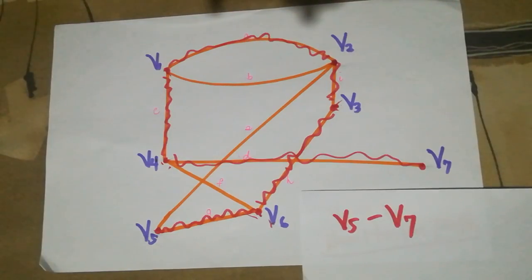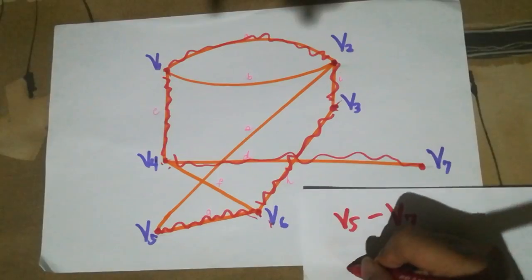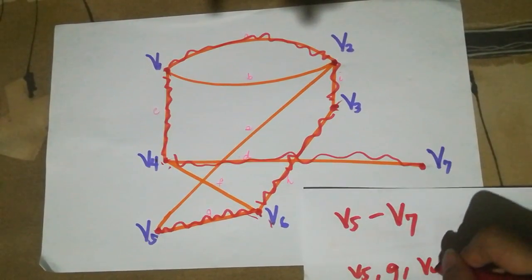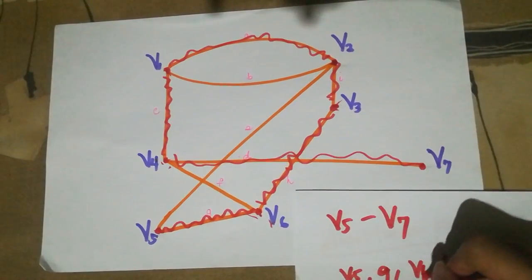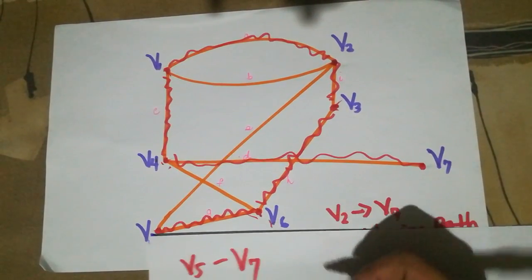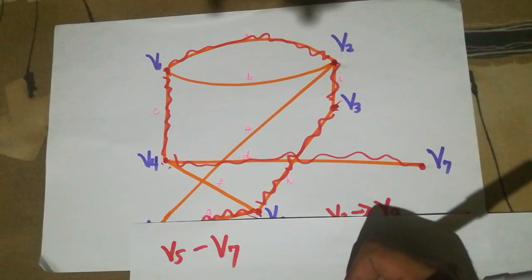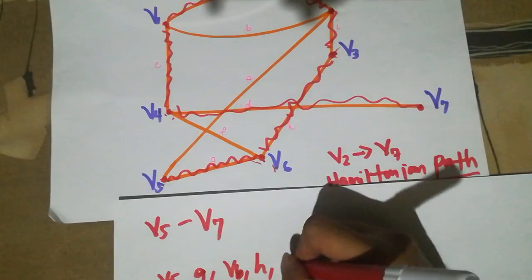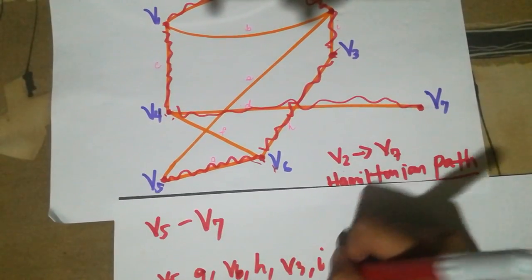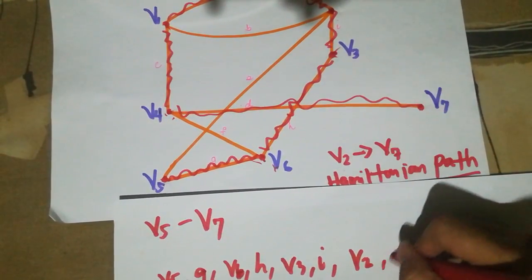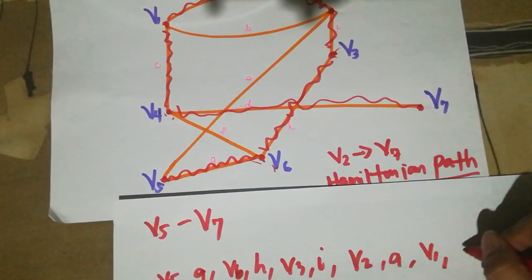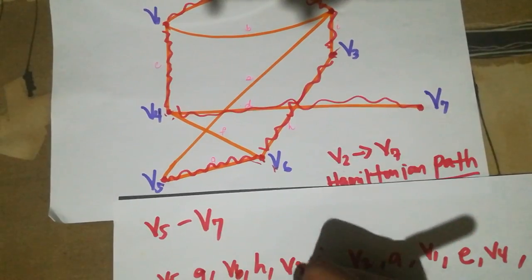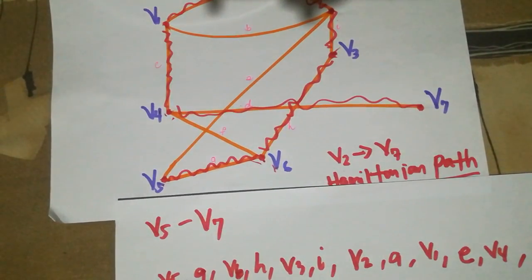Let's now label the edges. From V5, you take edge G to V6, then H, then V3, you take I, then V2, then you take A, then V1, then E, then V4, and then you have D, and voila, V7.